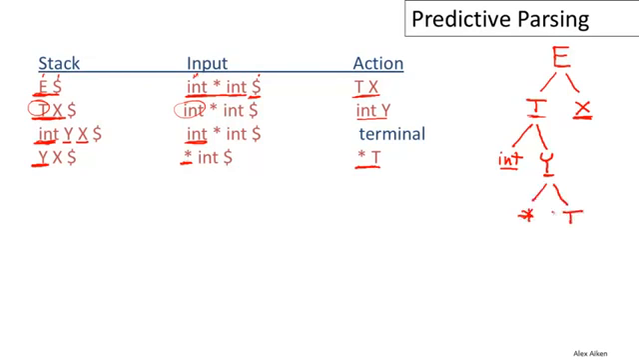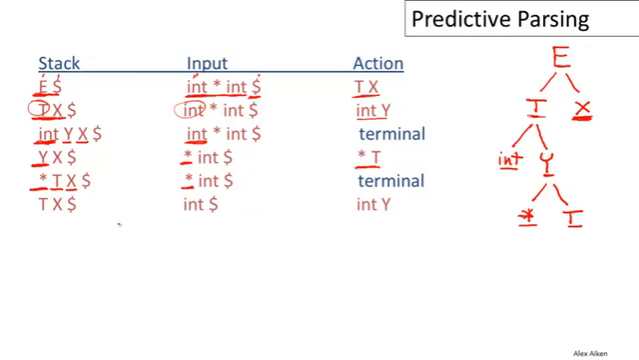So let's put that in here. And now what's going to happen, Y is going to be popped off the stack, times T is going to be pushed onto the stack, and now notice our stack is times T X, and the unprocessed frontier of the parse tree is times T X. Okay? So now we have a terminal on top of the stack. It matches the next terminal in the input. So we pop the terminal off the stack, we advance the input pointer.